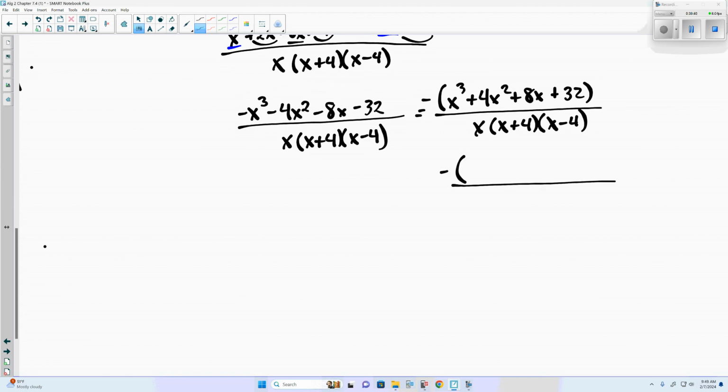Now, yes, factoring by grouping, because we got 4 terms. X squared is in common with the first 2. Sorry, I know I'm going a little bit quick. Yeah. And the only reason we do this is 8 is in common with the last 2. It shows a common factor of x plus 4. Yes?